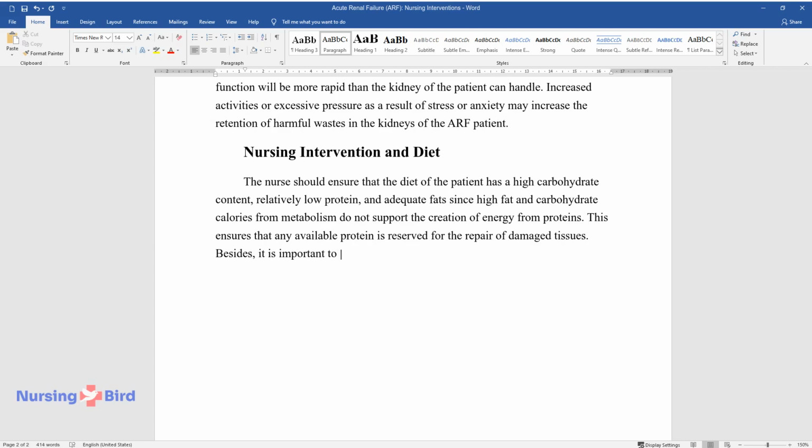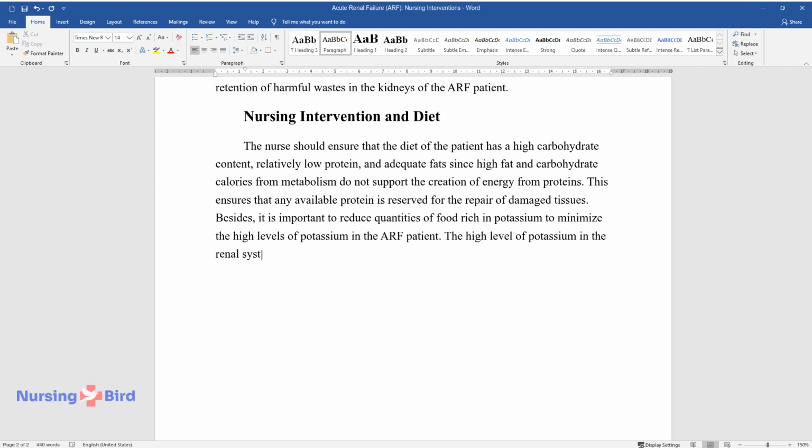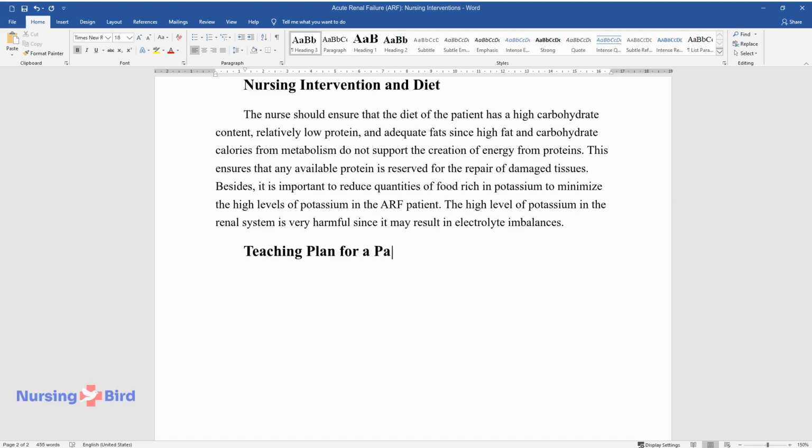Besides, it is important to reduce quantities of food rich in potassium to minimize the high levels of potassium in the ARF patient. The high level of potassium in the renal system is very harmful since it may result in electrolyte imbalances. Teaching plan for a patient with ARF.